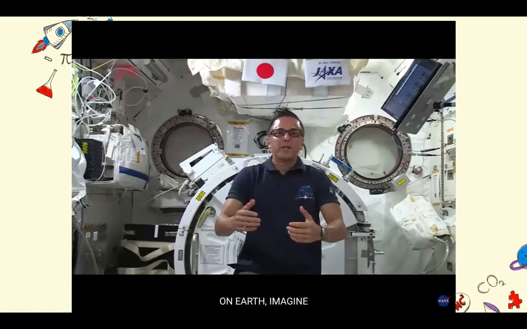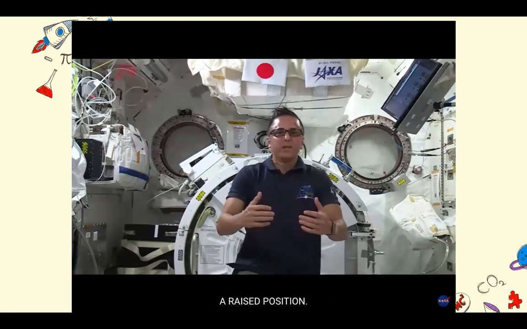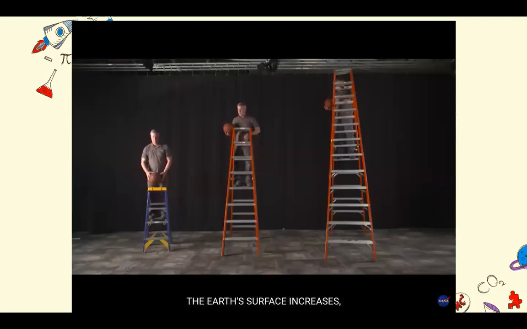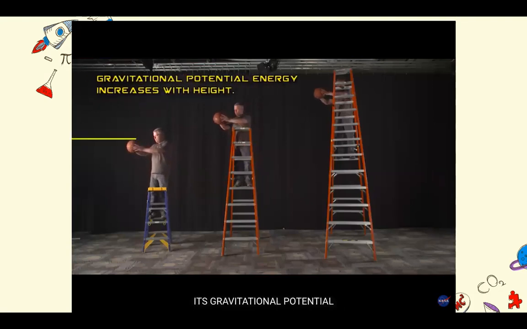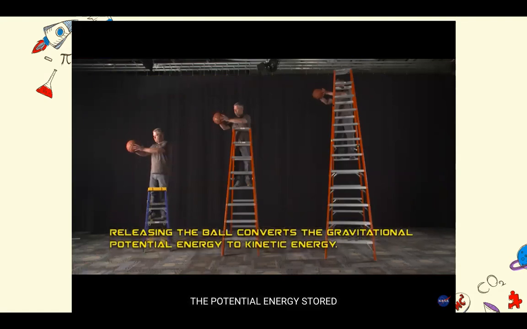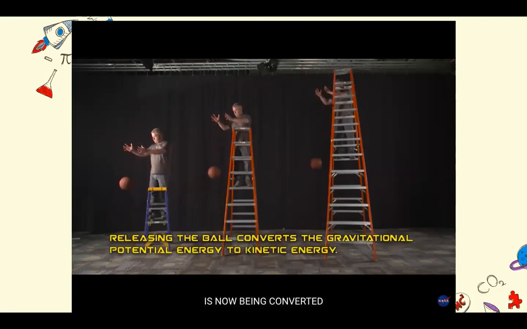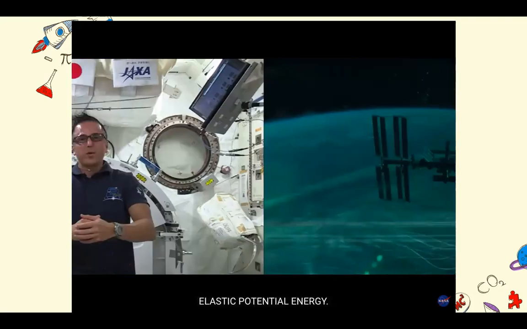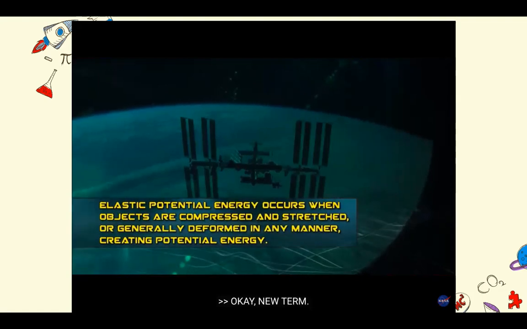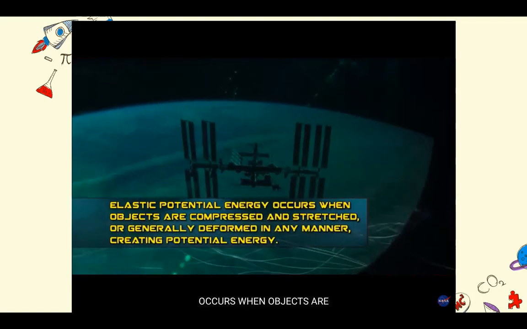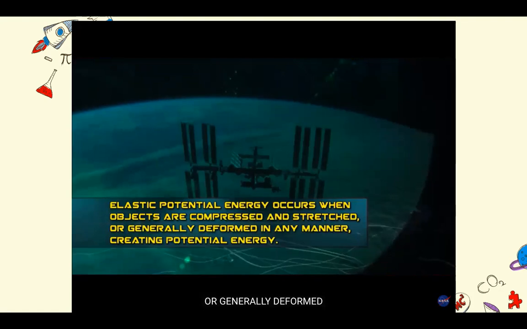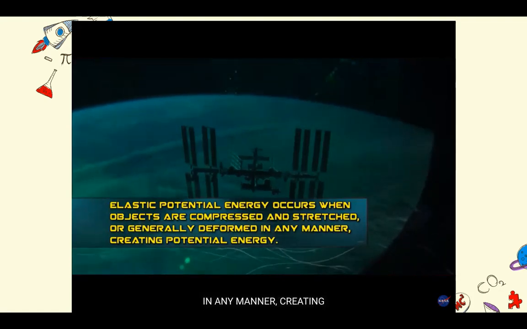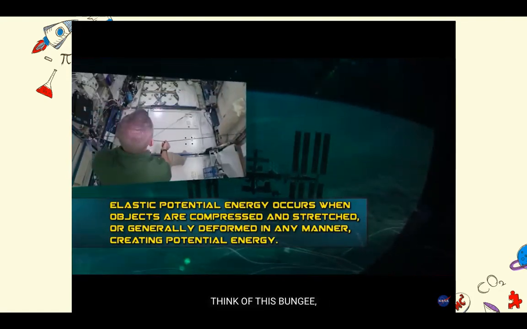On Earth, imagine dropping an object from a raised position. As an object's altitude above the Earth's surface increases, its gravitational potential energy also increases. The potential energy stored due to its position is now being converted to kinetic energy. We also observe this with elastic potential energy. Okay, new term. Elastic potential energy occurs when objects are compressed and stretched, or generally deformed in any manner, creating potential energy. Think of this bungee or a spring.